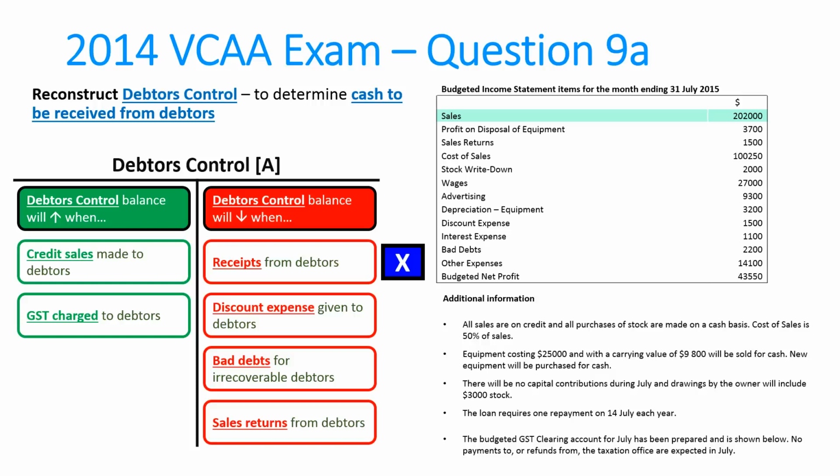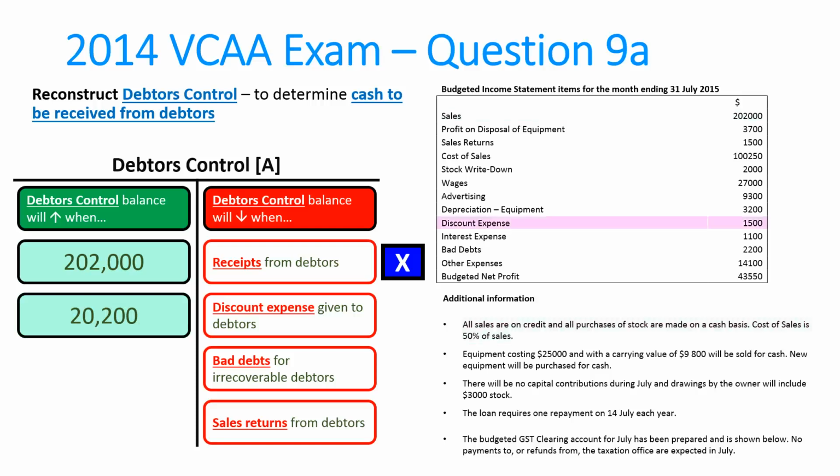It just says sales of 202,000. We don't know whether they're all cash or credit. Down here though, under the additional info, it says all sales are made on credit. So we've got our first number. Credit sales will be 202,000. That must mean GST will be 10%. And now we can move on to the other side.